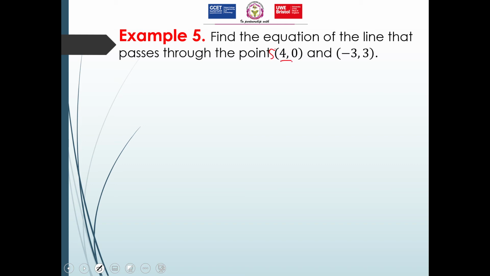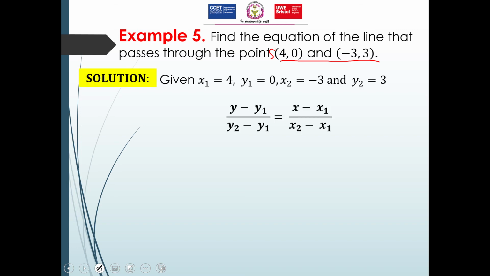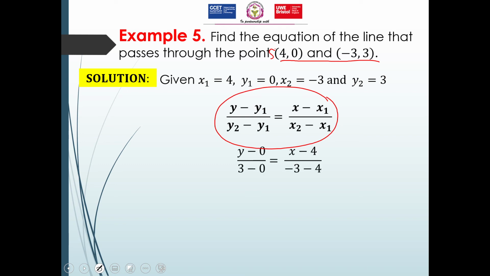Find the equation of a line that passes through the points. So 2 points, 4, 0, and minus 3, 3. So again, there are 2 points given. So we will use formula number 2. Plug in all the values. So y minus your y1, which is 0, y2 is 3, y1 is 0, x minus your x1, which is 4, your x2 is minus 3, minus x1, which is 4. So after this, you cross multiply.